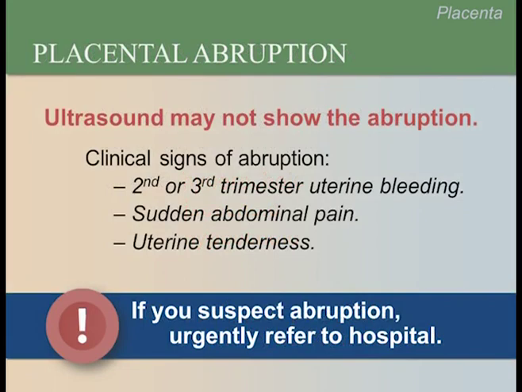These include second or third trimester uterine bleeding, sudden abdominal pain, and uterine tenderness. If you suspect abruption, refer to the hospital immediately. Placental abruption is a leading cause of maternal death.